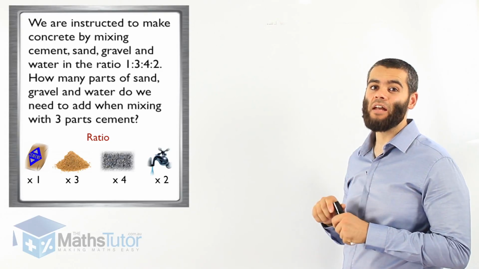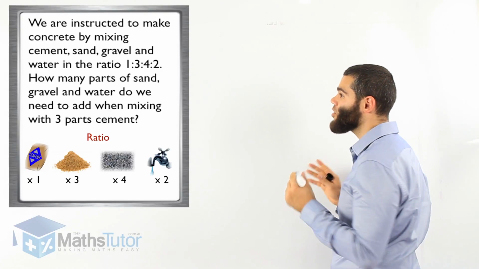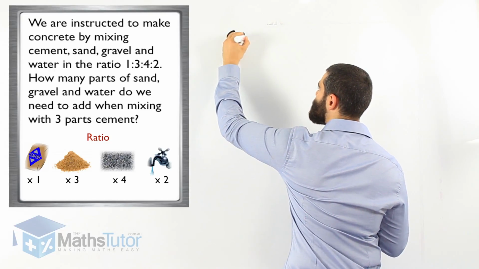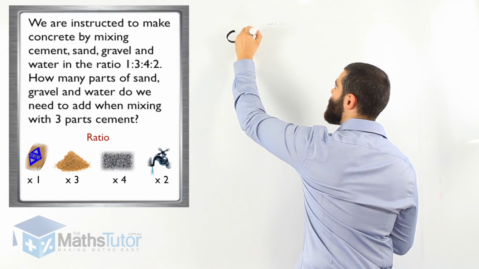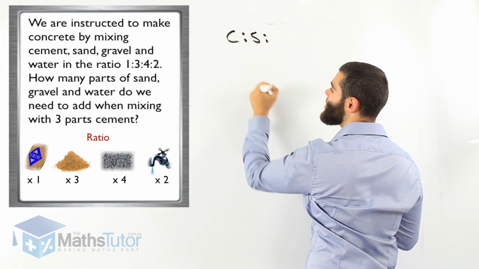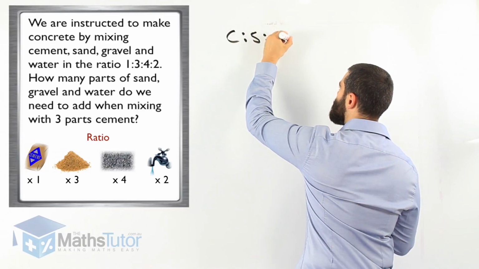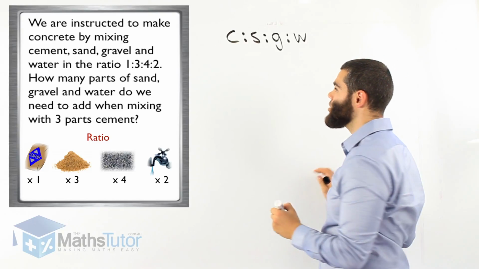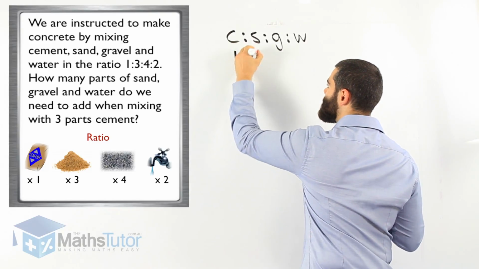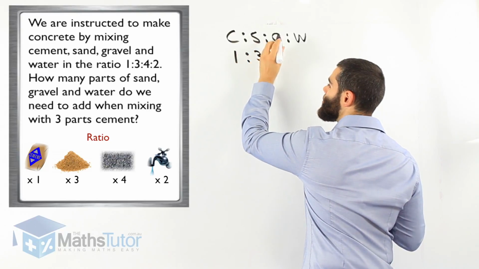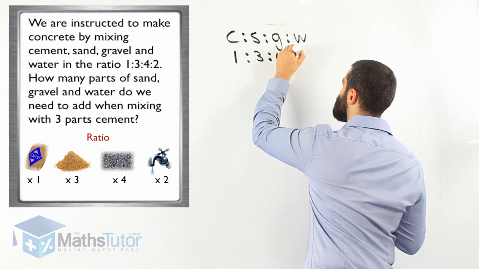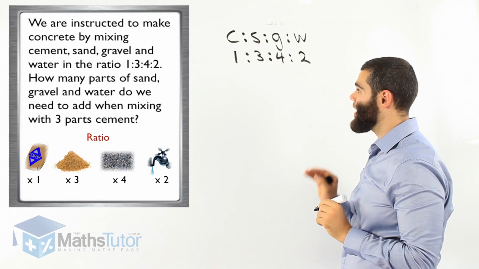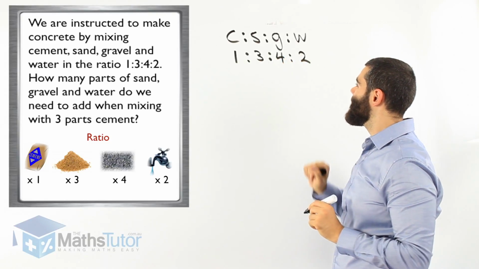Let's start by setting it up. We want to write the initials first. We're making concrete. Concrete, we're mixing the 4 ingredients. Cement, and then we're also mixing sand. We're also mixing gravel and water. So 4 different ingredients. And we are told that the ratio is 1 to 3 to 4 to 2. Very important to double check the numbers, make sure we are doing it correctly. So we have 1 to 3 to 4 and to 2.